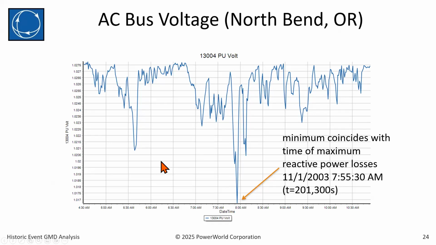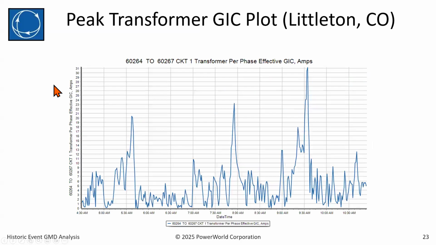So here's a trace of voltage at a particular bus. We could compare that to our reliability criteria, and we might have some assessment, I guess, of what the severity of this particular historic event would have been based on the modeling, of course.